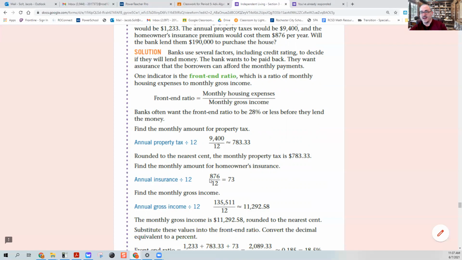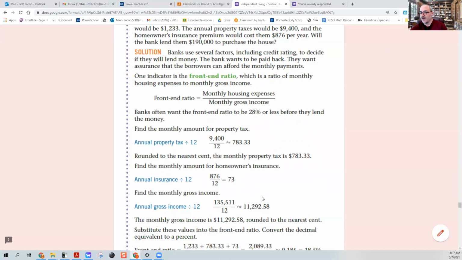So $876 divided by 12, right? $876 per year, that's what it says in the word problem. $876 per year for the homeowner's insurance premium divided by 12, because there are 12 months in a year. And we see that the monthly insurance cost is $73.